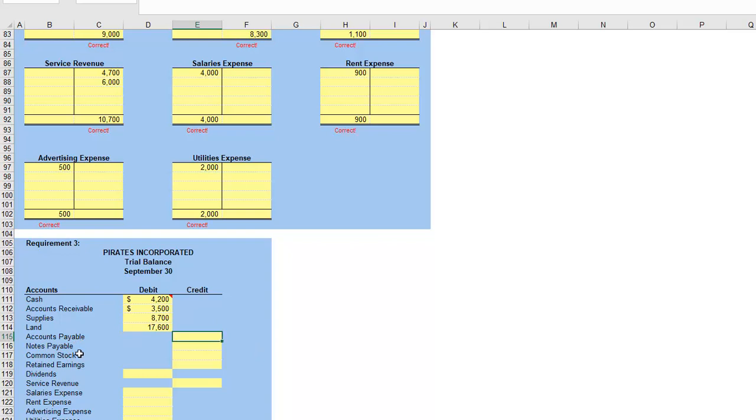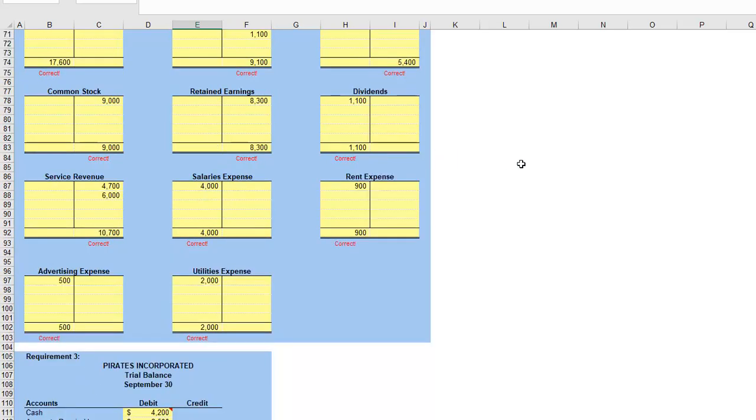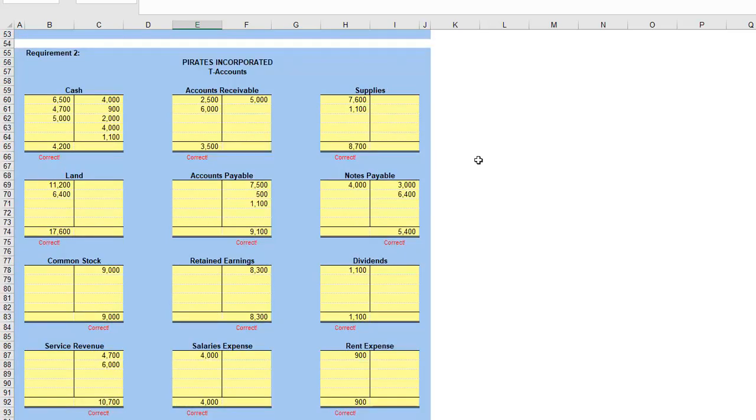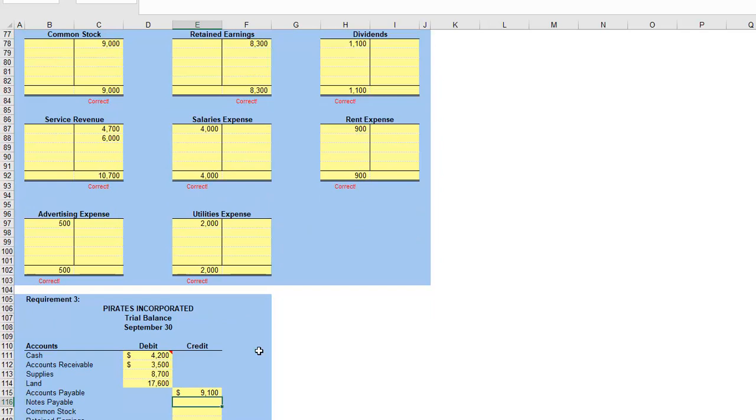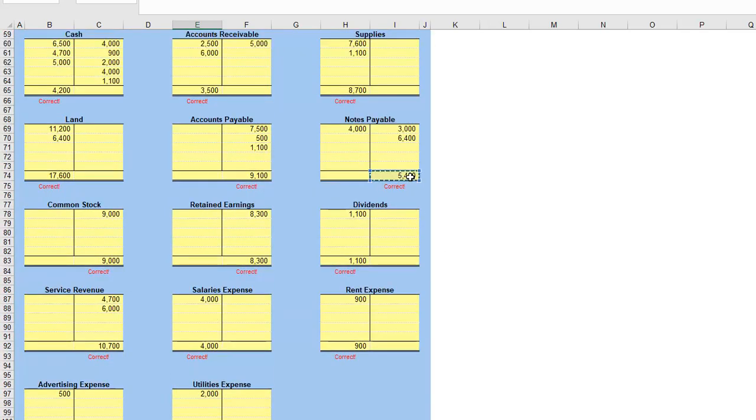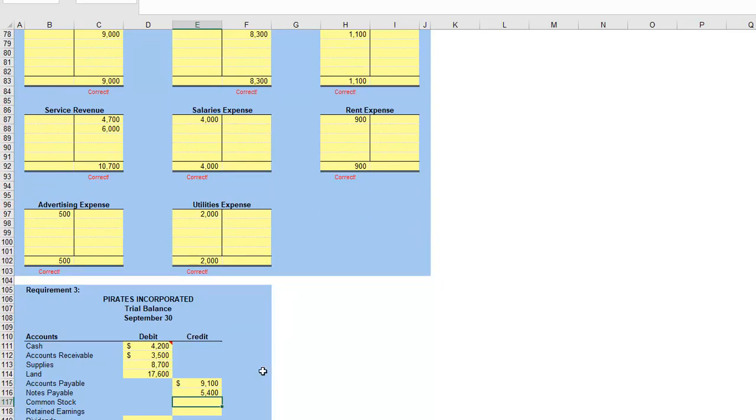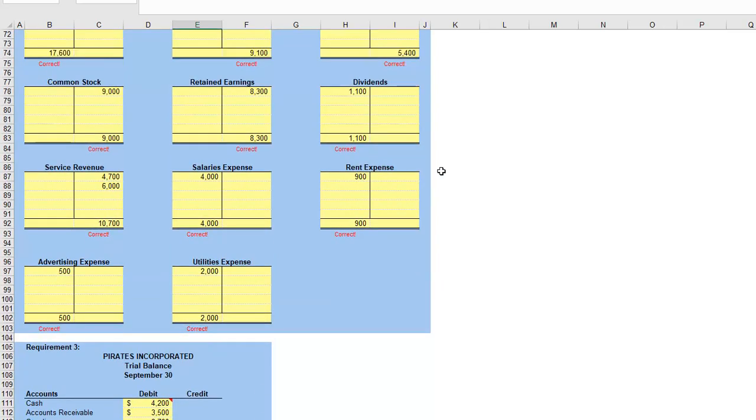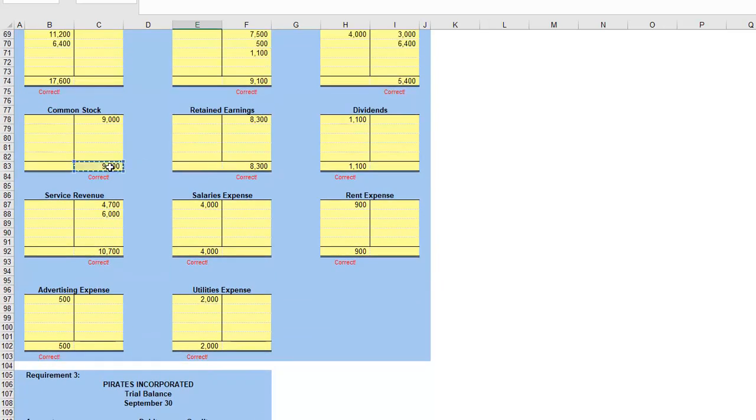We have accounts payable and notes payable. Those two are liabilities. We have common stock and retained earnings. Those fall under owner's equity. Let's go ahead and update those balances. We have an accounts payable balance of $9,100. We have our notes payable, $5,400. We have our common stock balance of $9,000.